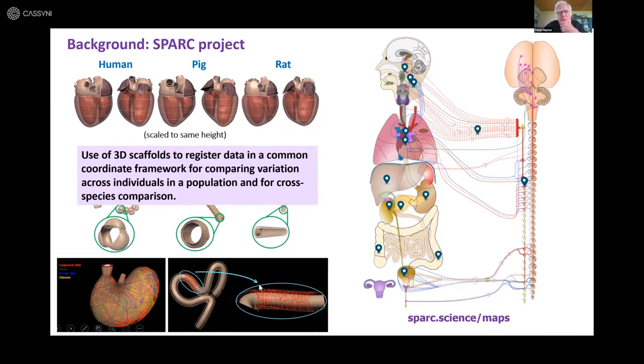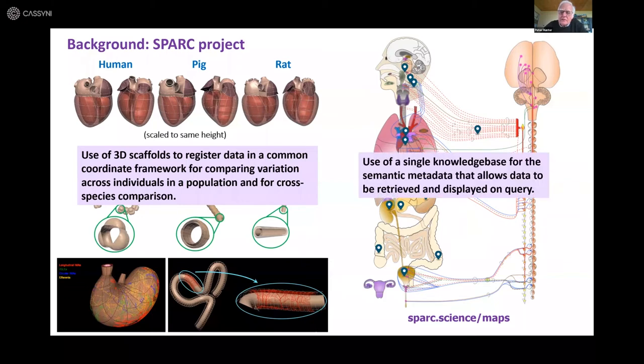So the key things that have come out of the SPARC project that are relevant for 12 Labors are this idea of using 3D scaffolds to register data in a common coordinate framework, for comparing the variation across individuals in the population and for cross-species comparison. And then the use of a single knowledge base for semantic metadata that allows data to be retrieved and displayed on query. We've really pioneered this in combination with a group at UCSD for the SPARC project, and we will be building on that for the 12 Labors.